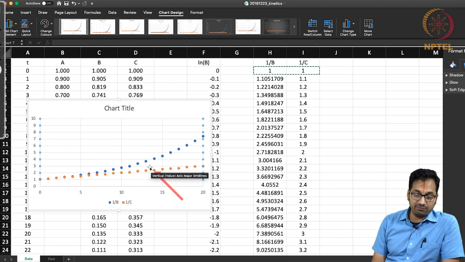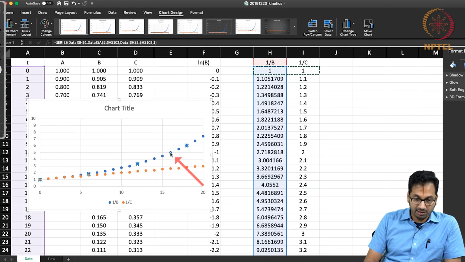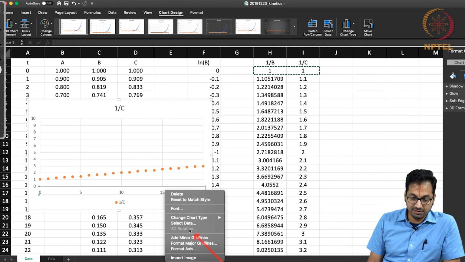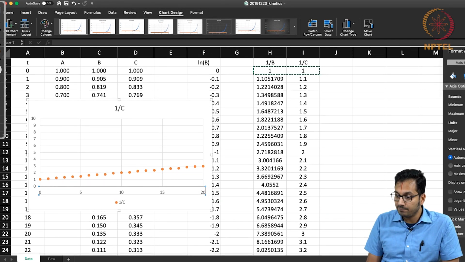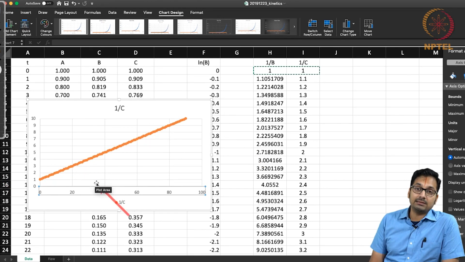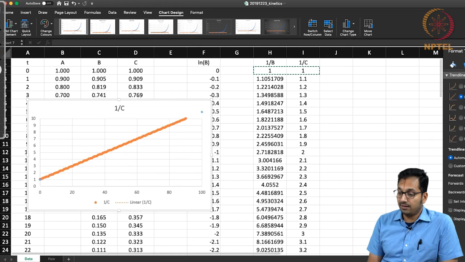Okay, so now let's try to fit these two data points. I'll actually remove, for the sake of argument, the blue data point, and then we can try to format and see it in its full glory. And you are able to realize that the orange line nicely increases as a function of time. You can add a trend line, as we have always done, to get the linear curve.